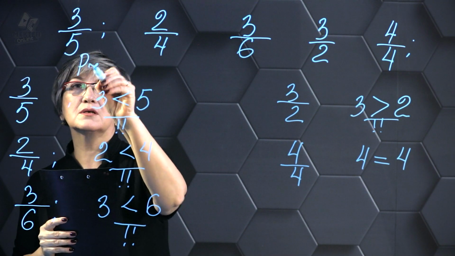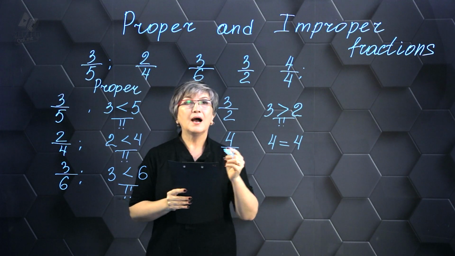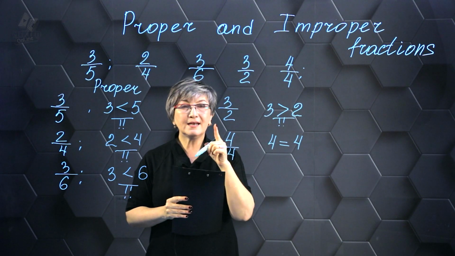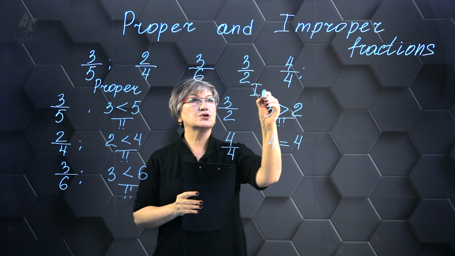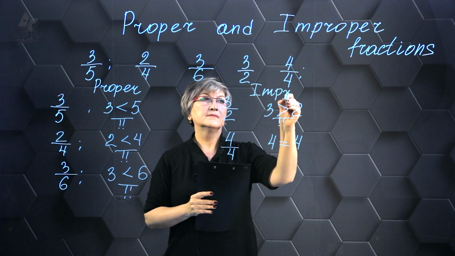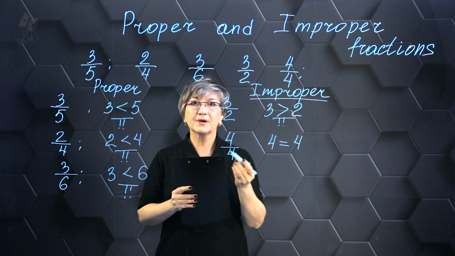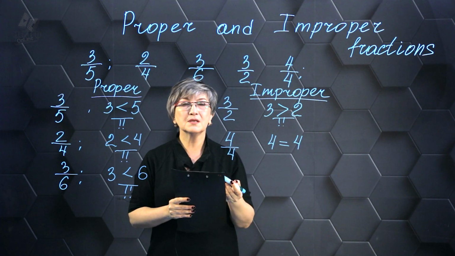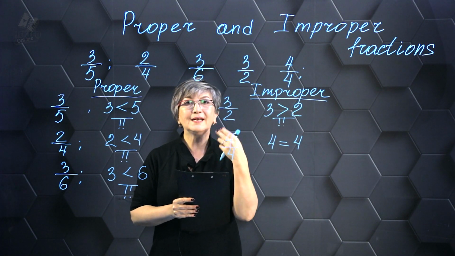So it turns out that if the numerator is smaller than the denominator, then these fractions are referred to as proper fractions. And if the numerator is greater than the denominator, or the numerator is equal to the denominator, then these fractions are called improper fractions. So the numerator is smaller than the denominator. Numerator is larger than denominator. It is more or equal.